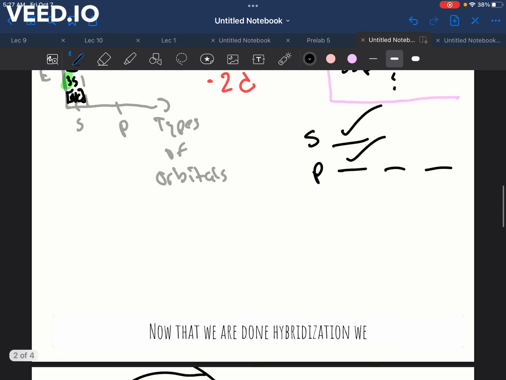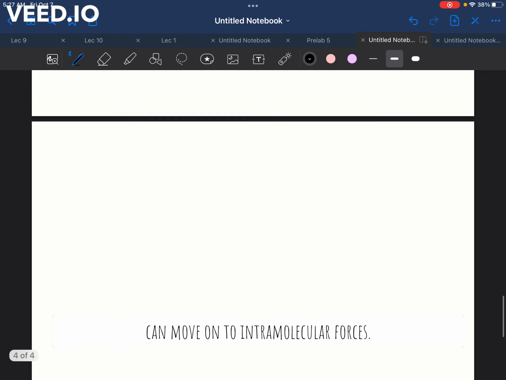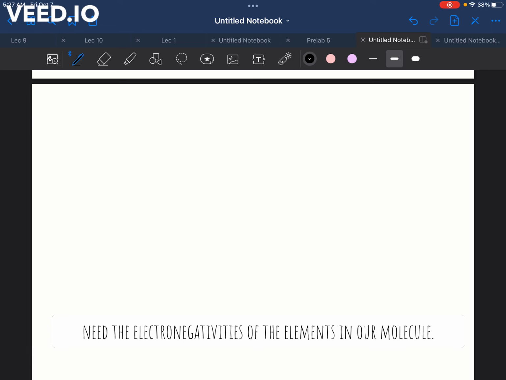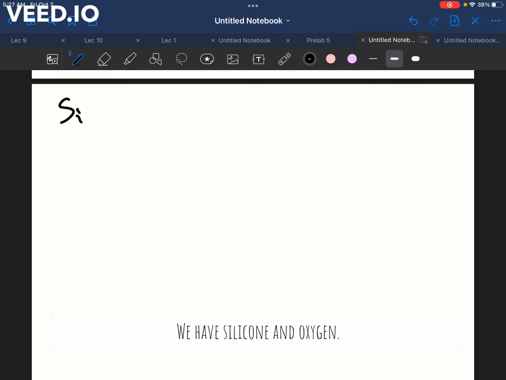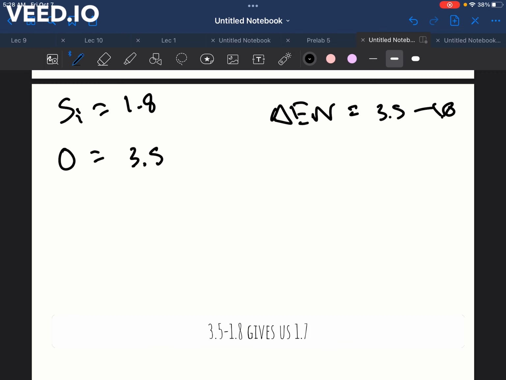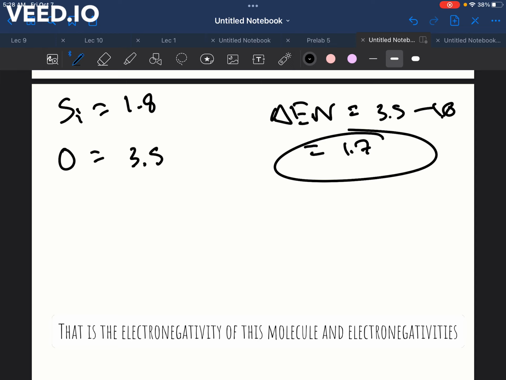Now that we are done with hybridization, we can move on to intramolecular forces. However, to do that, we need the electronegativities of the elements in our molecule. We have silicon and oxygen. Oxygen's electronegativity is 3.5, silicon's is 1.8. 3.5 minus 1.8 gives us 1.7. That is the electronegativity difference of this molecule.